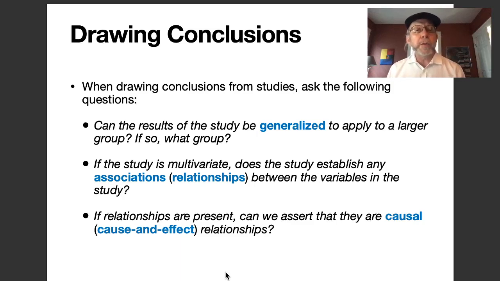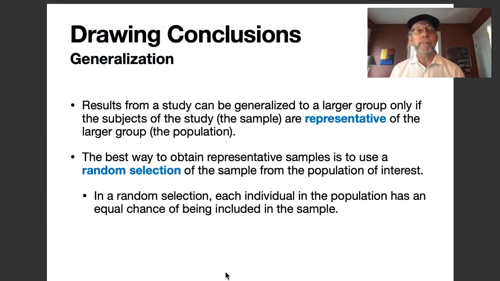If the study is multivariate, does the study establish any associations or relationships between the variables in the study? And if relationships are present, can we assert that they are causal relationships? That is, relationships that come from a cause and effect kind of mechanism. So let's think about generalization first.